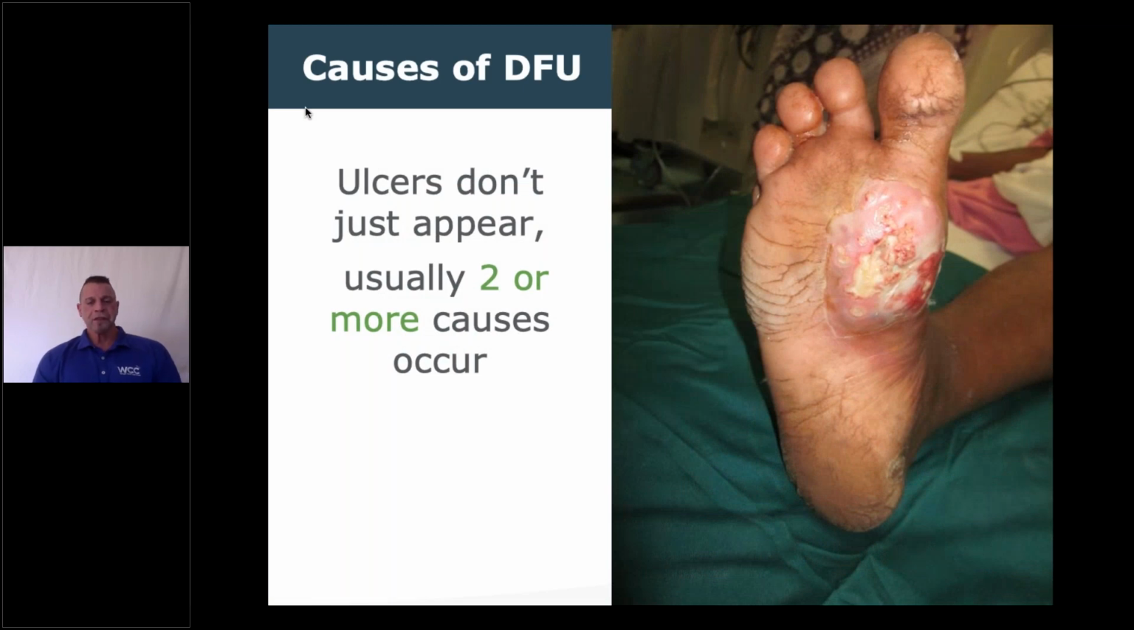Now, we all know this is kind of a no-brainer. We all know that ulcers don't just magically appear, okay? And with diabetic wounds, we know that it is rarely going to be caused by one thing, okay? With most DFUs, we're looking at two or more causes occurring concurrently that are resulting in the wound that we're dealing with.